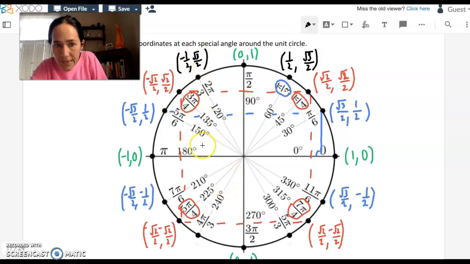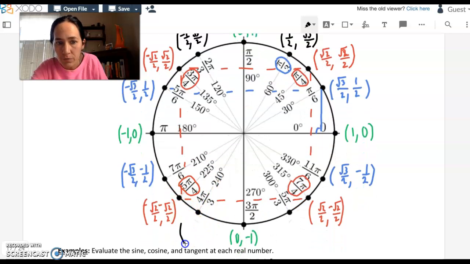Into quadrant 2, your x is now negative, negative 1/2, whereas your y stays positive, square root of 3 over 2. Bring this down to 4 pi over 3, right? You've got negative for both coordinates. So negative 1/2, negative square root of 3 over 2.